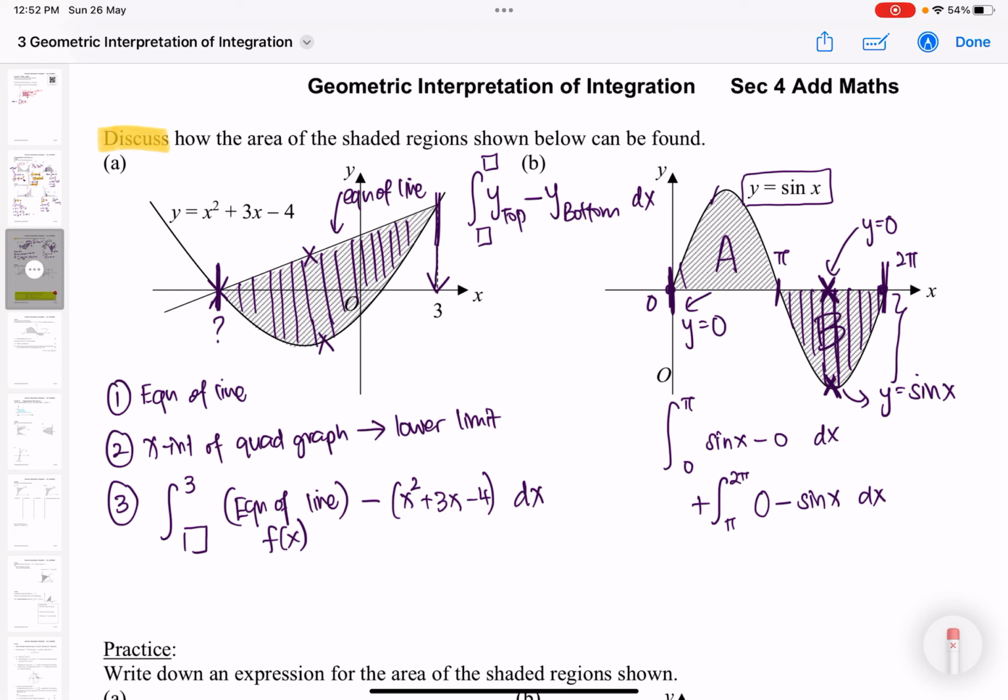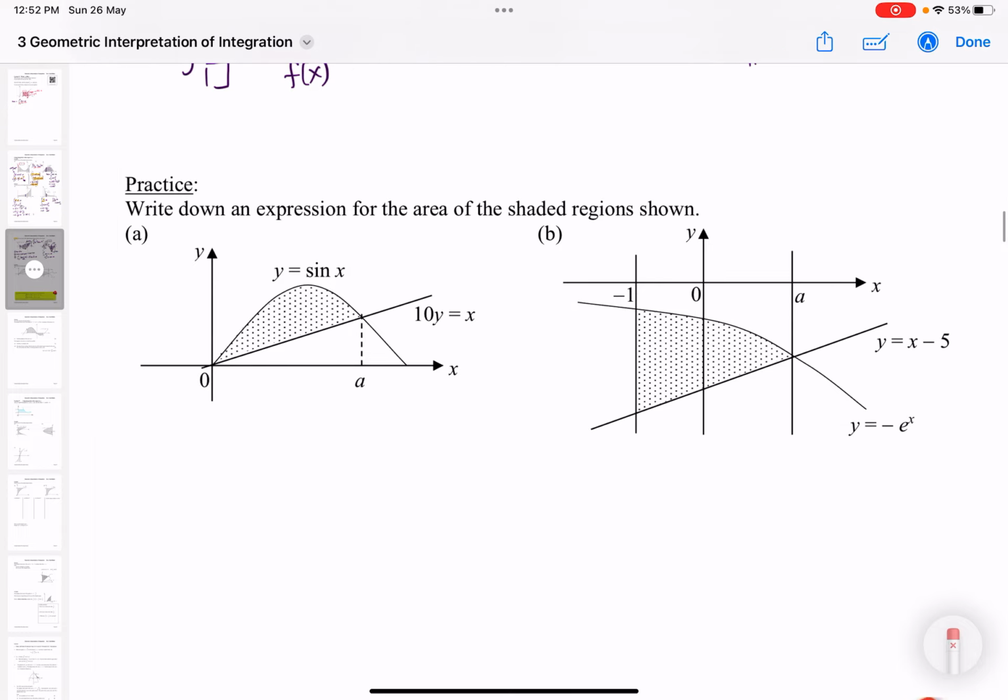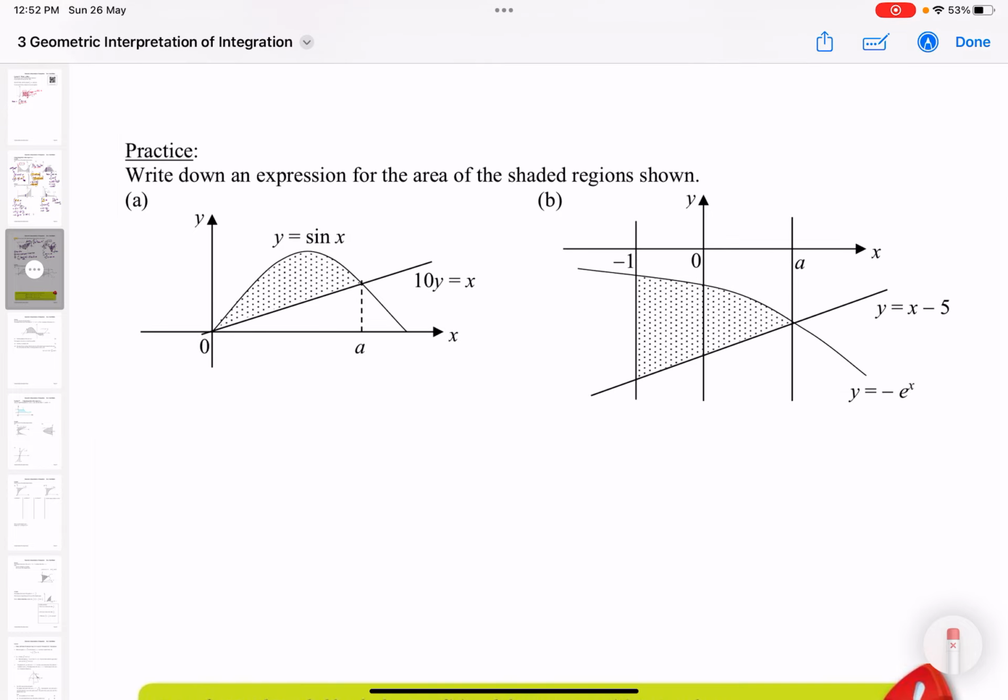So the key idea here is that we are not able to integrate directly from 0 to 2 pi because the top graph and bottom graph change within the two shaded regions. So there was a need for us to split the integral into two separate integrals. With that in mind, I'm going to write down the integral for these two practices, and then you can try doing the integration on your own.